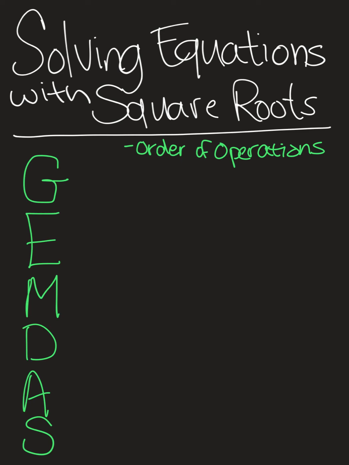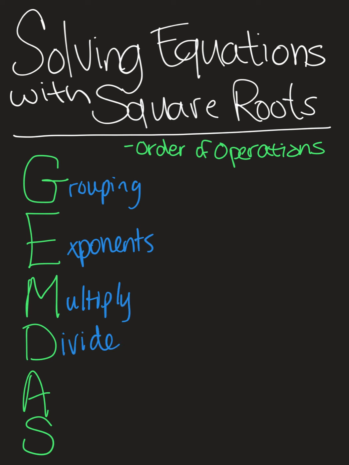Welcome to Solving Equations with Square Roots. The first thing we need to think about, of course, is our order of operations. So if you recall, our order of operations going forward is GEMDAS. So we start with our grouping symbols, our exponents, our multiplication, division, adding, and subtraction.